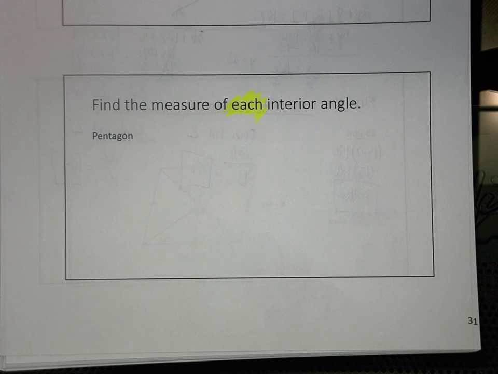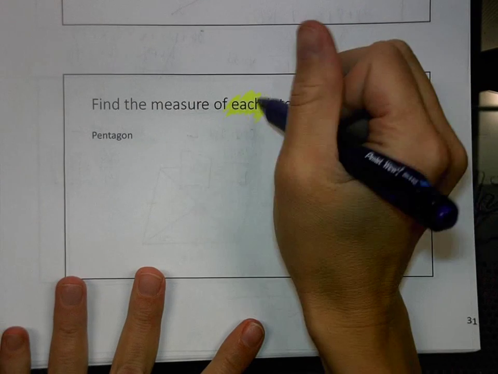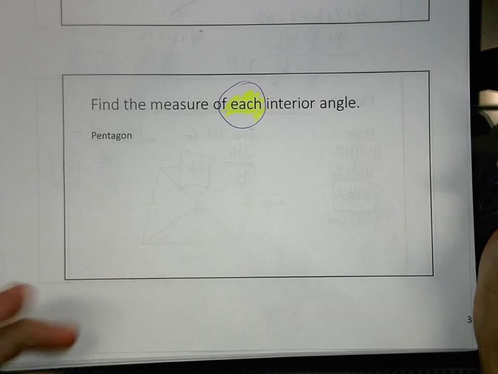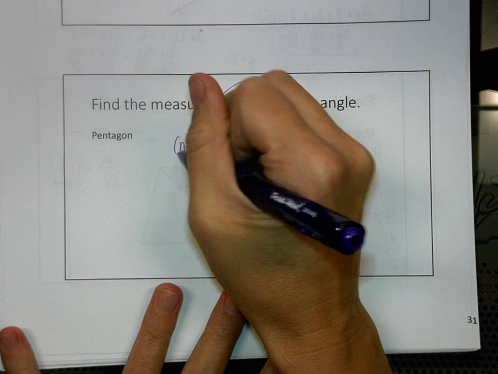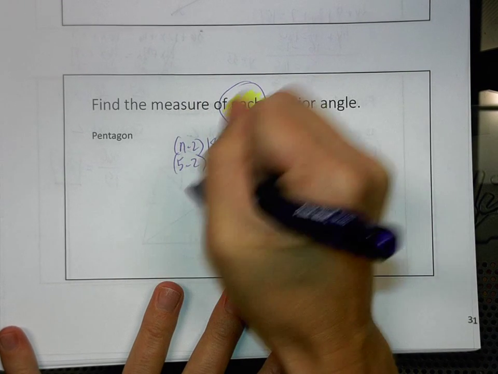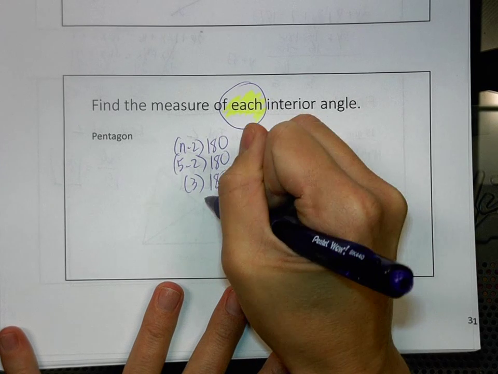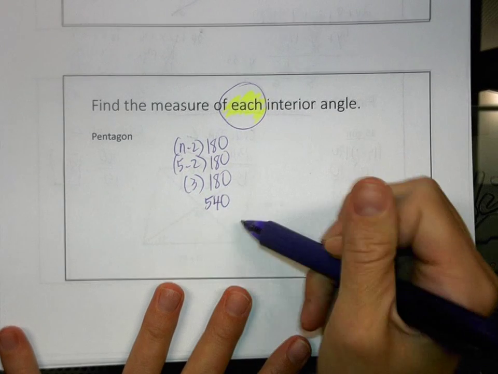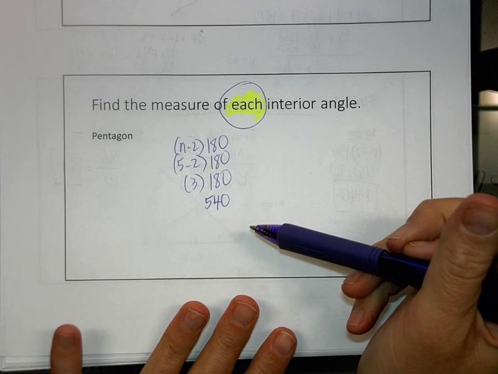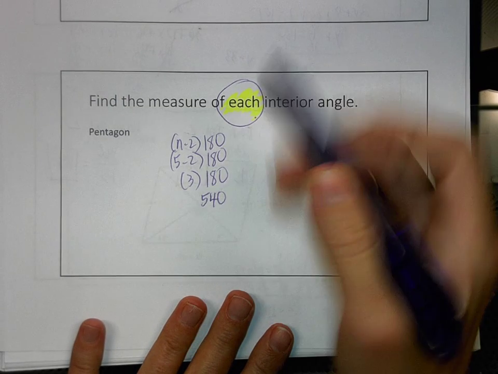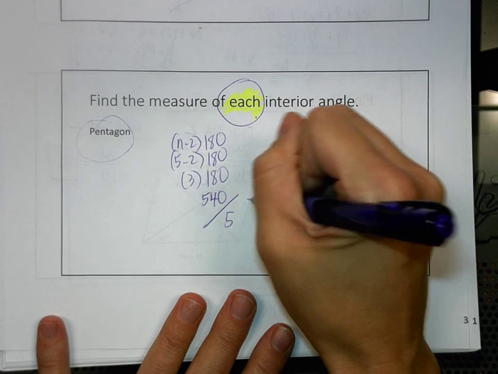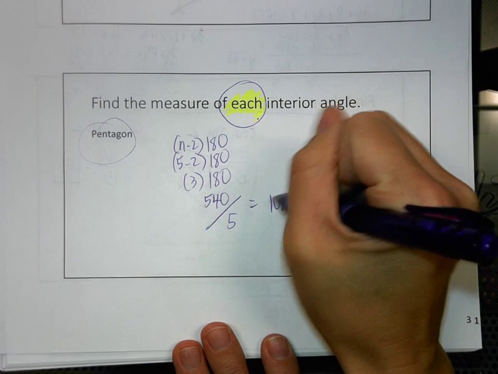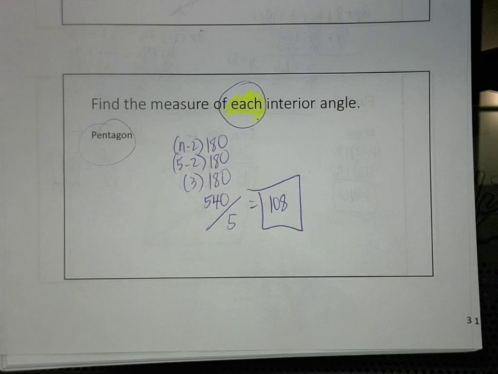There you go. Okay, so again, since it's saying each, you have to divide once you find the sum of all of them. And so we start with our n minus 2 times 180. A pentagon has 5 sides, so 5 minus 2 times 180, 3 times 180. Did you guys find that was 540? But that's not my answer because it doesn't say the sum of the interior angles, it says each. So we take 540 and divide by the amount of sides, and the sides in a pentagon is 5. And so 540 divided by 5 gives you 108. Okay? Any questions? All right.